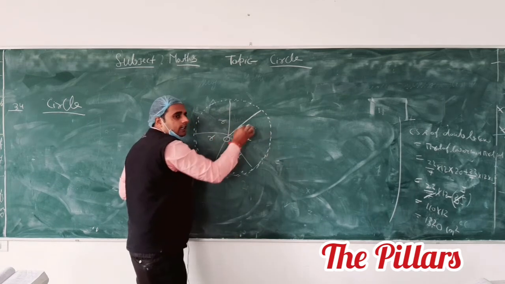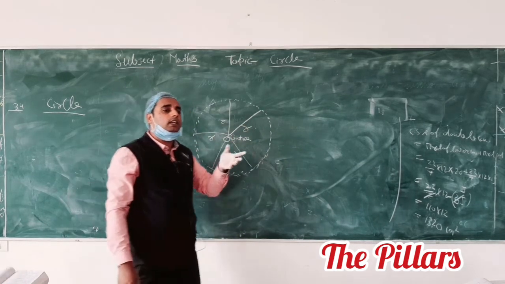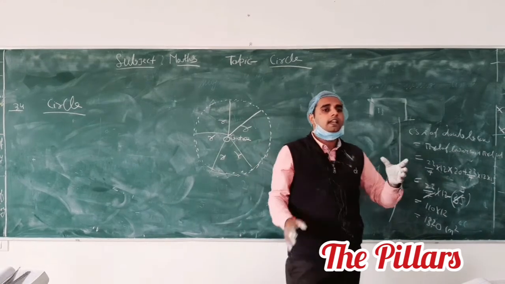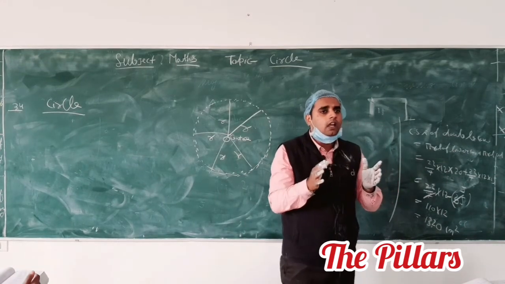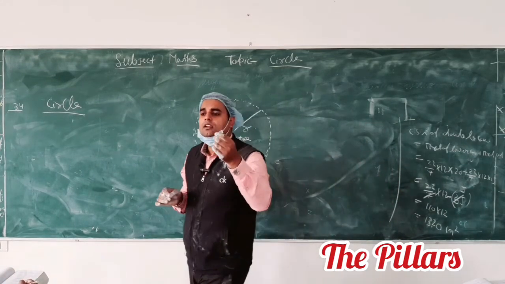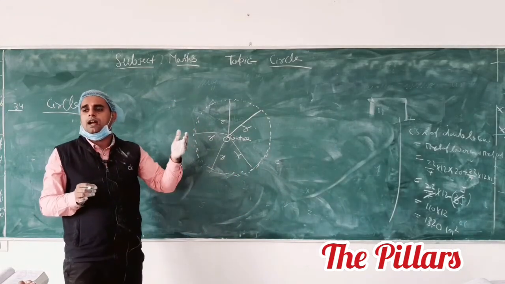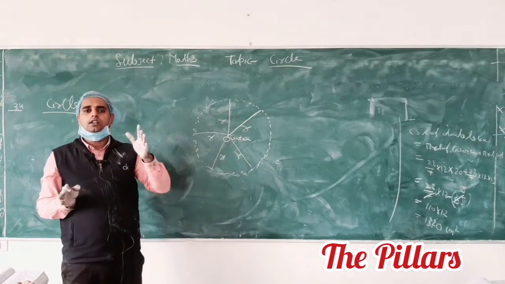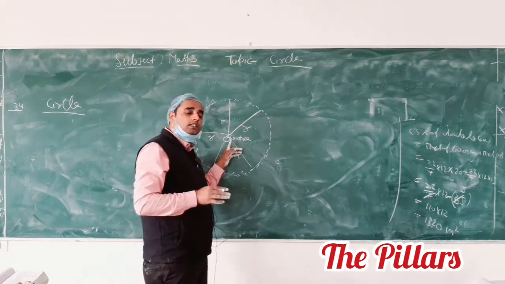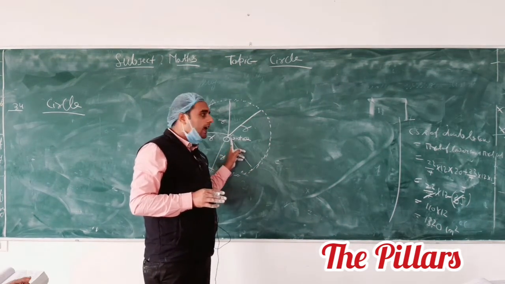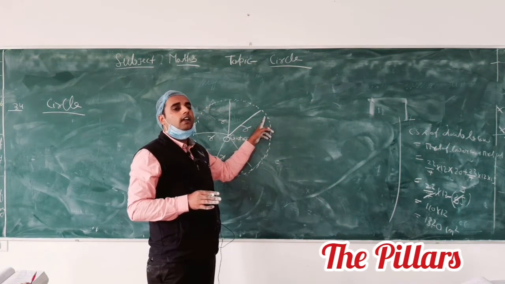These are all equal distances. It means whenever anyone asks what is the definition of circle, you say that it is the collection of all points in a plane which have a fixed distance from a fixed point. Got the idea or not? And this fixed point is said to be the center of the circle, and this fixed distance is said to be the radius of the circle.